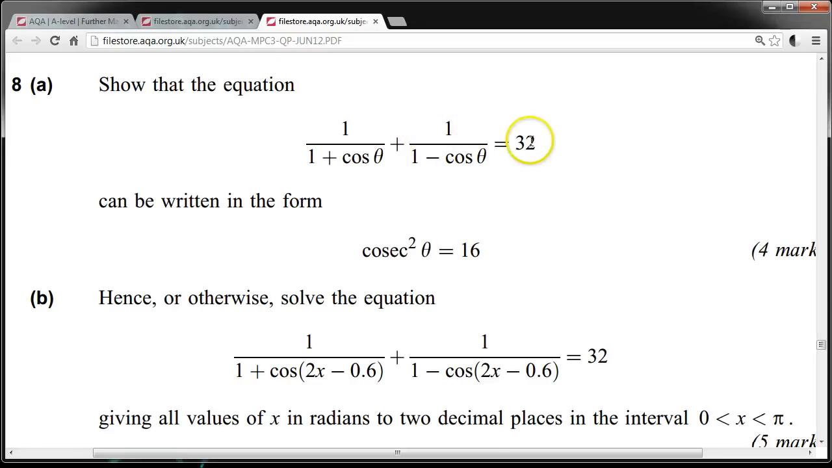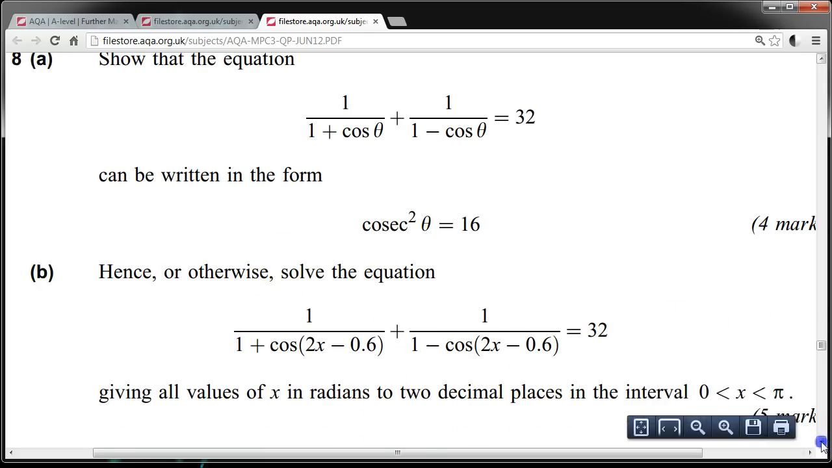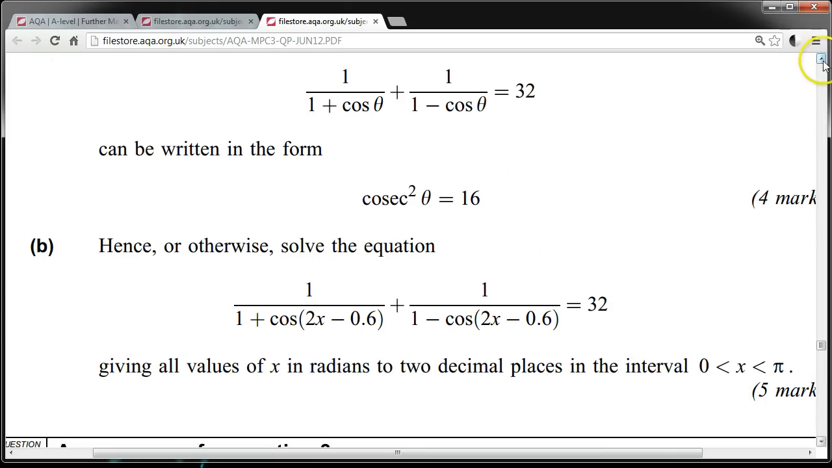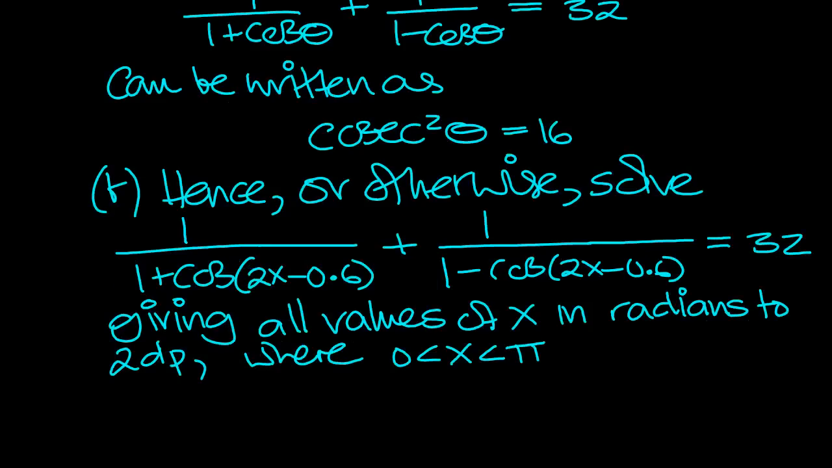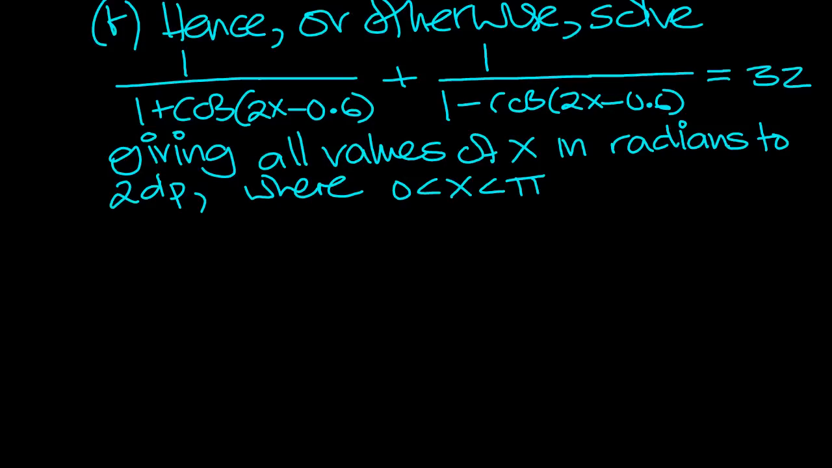Plus 1 over 1 minus cos theta is 32 can be written in the form cosec squared theta equals 16. Hence, or otherwise, solve the equation, giving all values of x in radians to 2 decimal places in the interval of 0 to pi. So that's the question then. Here it is in summary form. So the first thing is to look at part A.